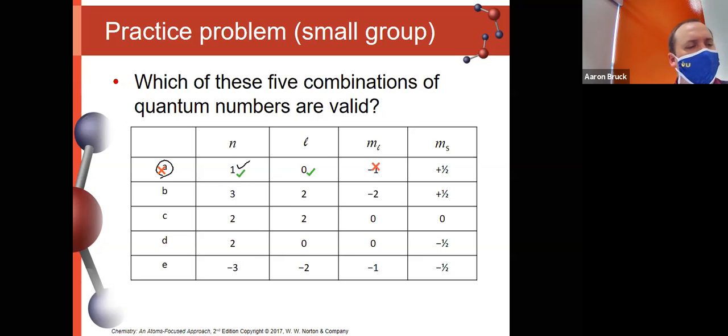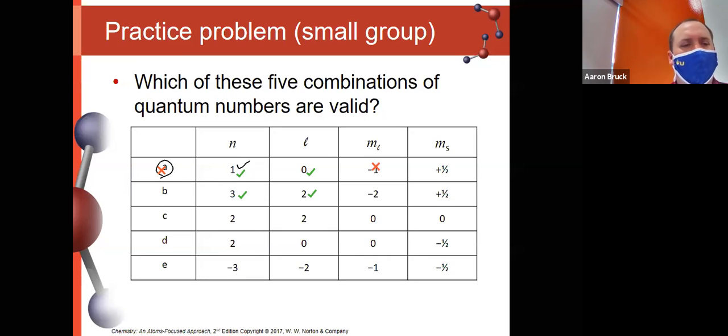Let's go ahead and look at combination B. In combination B, our principal quantum number is 3. Is there a third energy level? Yes. Remember, any whole number is an allowed energy level. So that's fine. Our L value is 2. This would correspond to a D sublevel. Is the D sublevel allowed in the third energy level? Answer there again is yes.